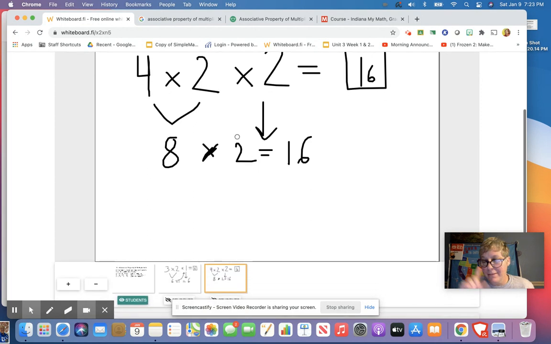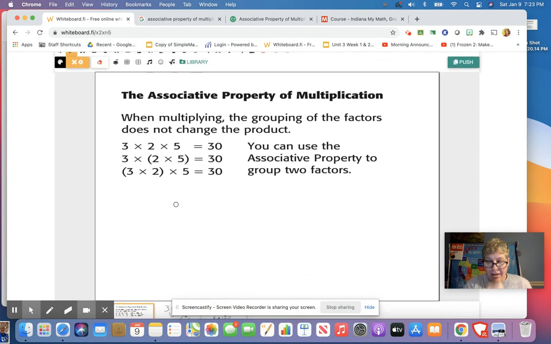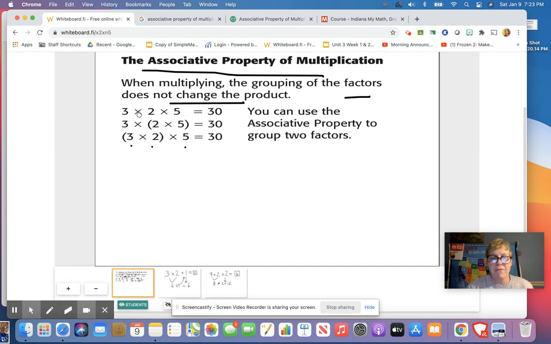All right, now here comes the important part. Thanks to the associative property of multiplication, when multiplying, the grouping of factors does not change the product. The factors are the numbers that we multiply together. So here we have 3 times 2 times 5. So we can use something called parentheses.